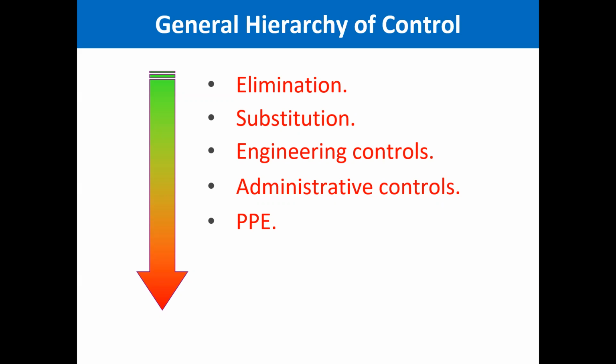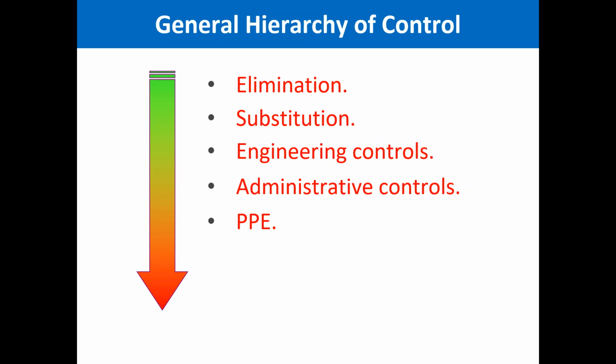For example, if every person in your office is using their own individual vehicle, how can you do substitution in this case? You can replace all those vehicles with one bus. Put all the people in one bus. This reduces the traffic on the roads, and it reduces the likelihood of accidents. So substitution is replacing the hazard with something which is less hazardous.